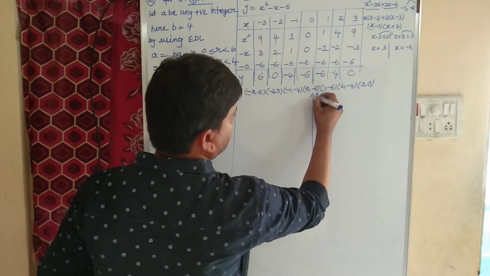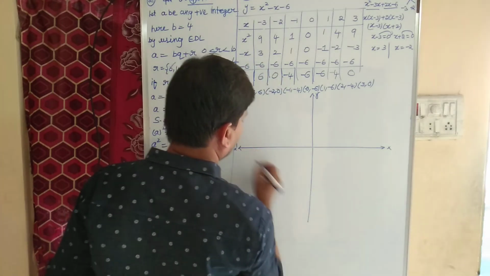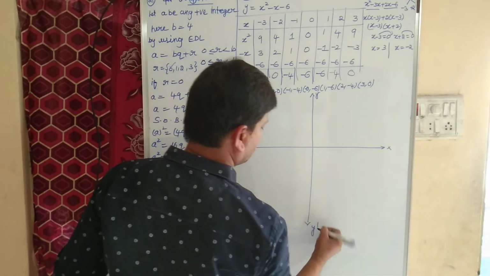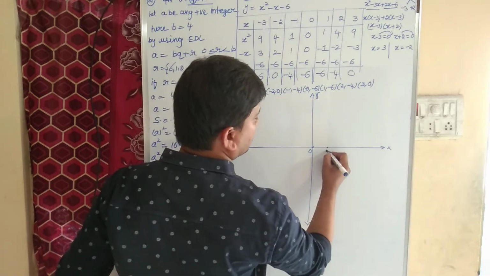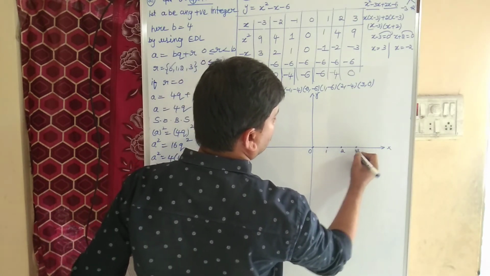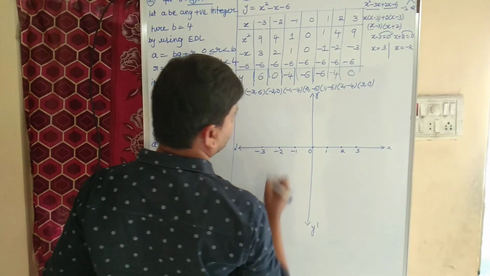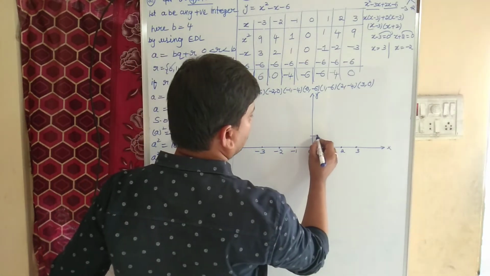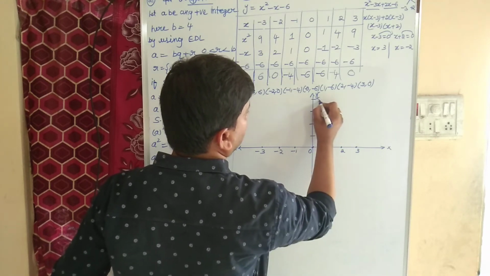This is our y-axis and this is our x-axis. The intersection of x-axis and y-axis is 0. On the x-axis, let us take 1 centimeter equal to 1 unit, and on the y-axis let us take 1 centimeter equal to 2 units.